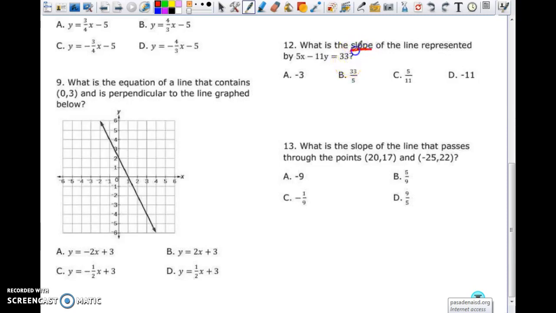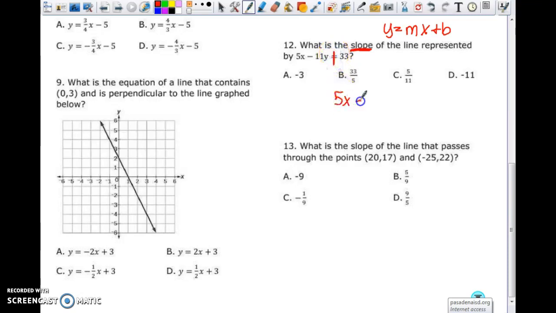Remember, I told you if it's in the form y equals mx plus b, we know our slope. The m is the slope with the x. Is this equation in y equals mx plus b? No. This is the equation that's in standard form. Remember when the x and the y are on the same side?